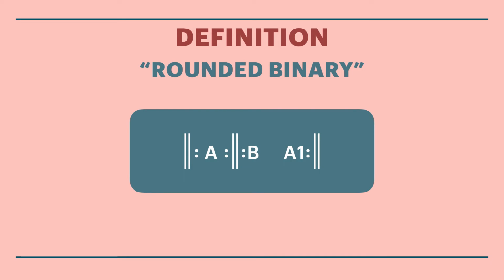For a definition, I'd suggest something like: rounded binary is a form which begins with an A section, which is typically repeated, followed by a B section of a similar flavor, which is bookended by another A section, though this final A section is a shortened version of the original. The B and A section are often repeated as well.